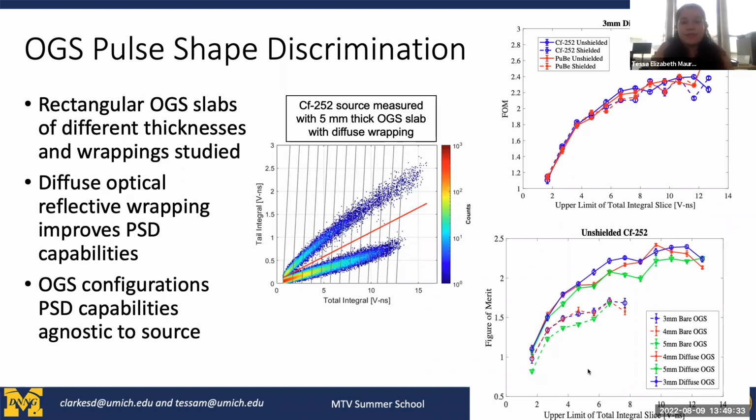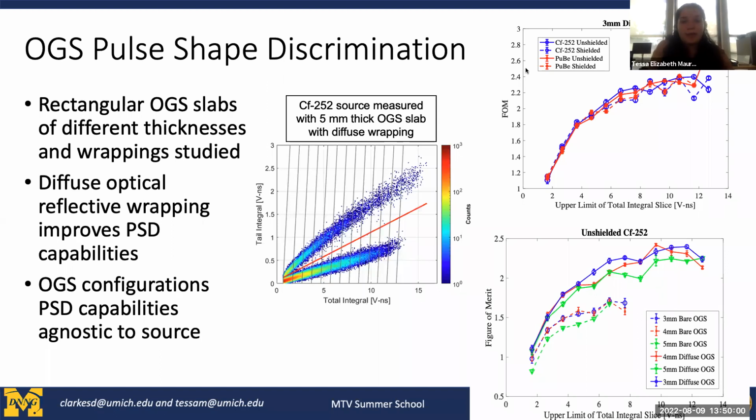You can see that we have much better PSD capabilities when we introduce that wrapping, which makes sense from what I mentioned before. It's redirecting any escaped light back into the system, which is just going to increase our performance. And we saw with the energy and time resolution that our reflective wrappings were also the best performing cases. So that's all really encouraging.